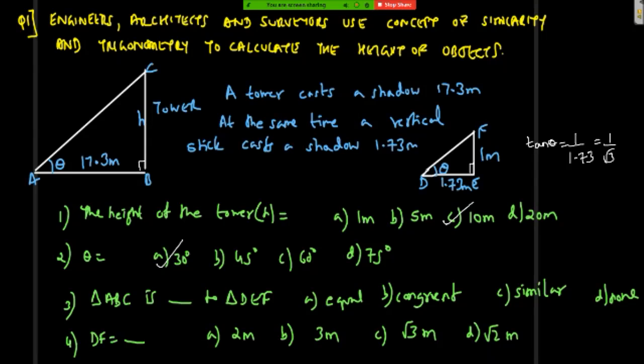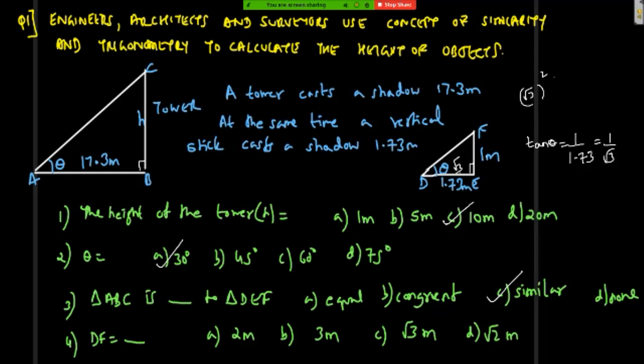Now, triangle ABC is dash to triangle DEF: equal, congruent, similar, or none of these. So we have already proved that the triangles are similar. And what will be the value of DF? Now how do you find the value of DF? By which property can we find out DF? By Pythagoras theorem. You can apply Pythagoras theorem, or you could use sine, because the opposite side and the hypotenuse ratio we can do. So when you are applying Pythagoras, remember, it's easier if you take this value as root 3, right? So if this is root 3 and this is 1, what will happen?